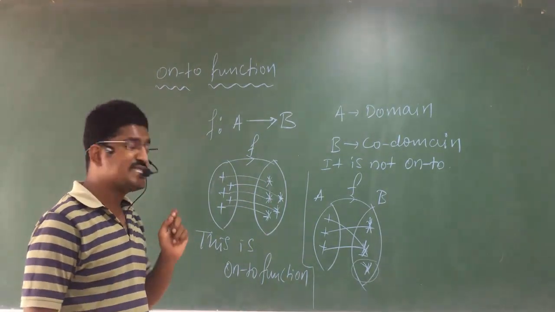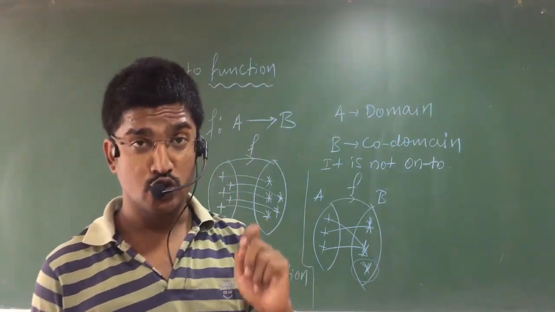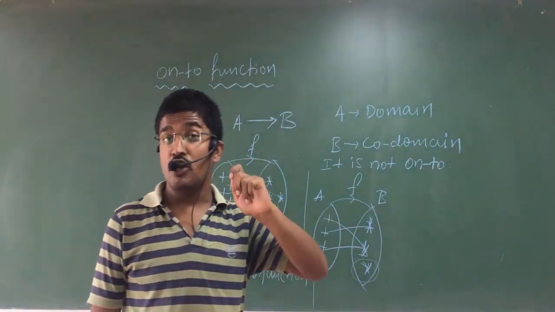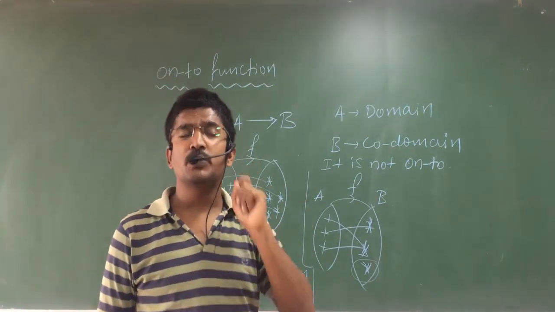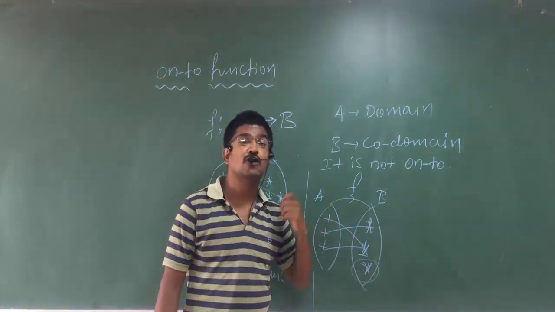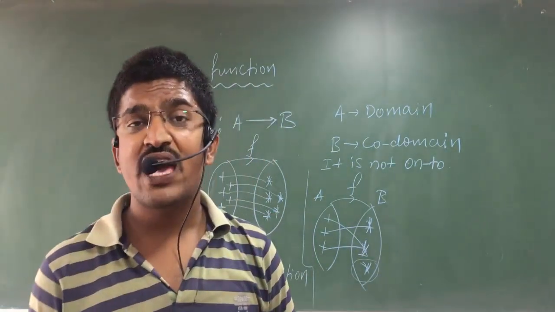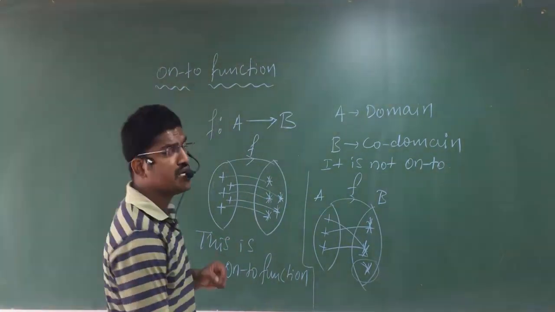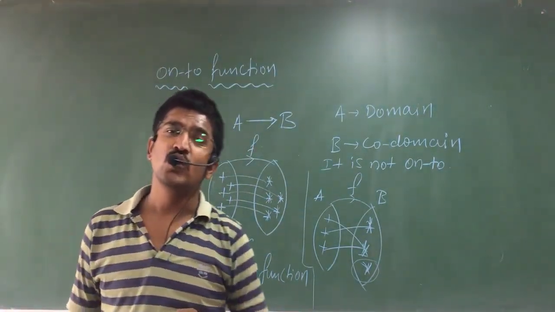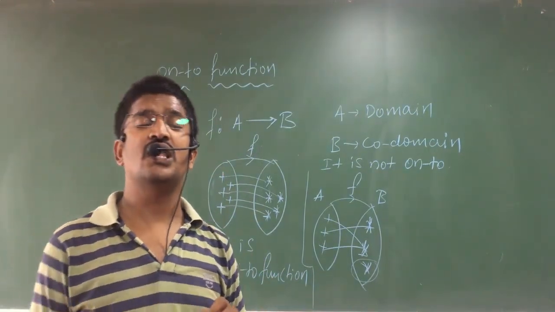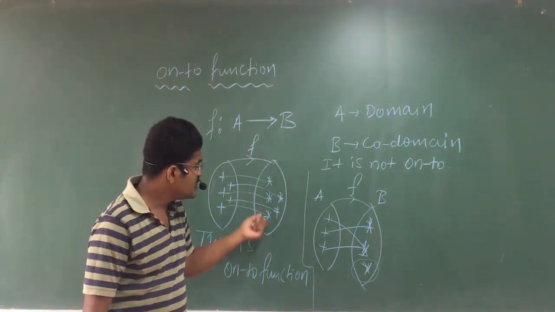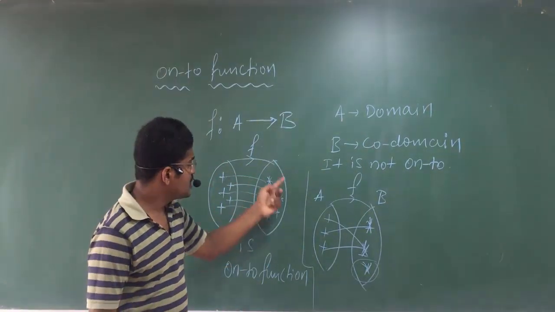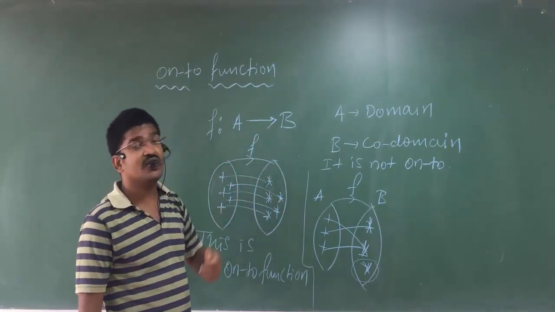Clear? So please keep in your mind: to show not onto, again I am repeating, you must prove that there is an element in the codomain which is not having a pre-image. But to show it is onto, you have to prove with the definition that for every element in the codomain there is a pre-image in the domain.